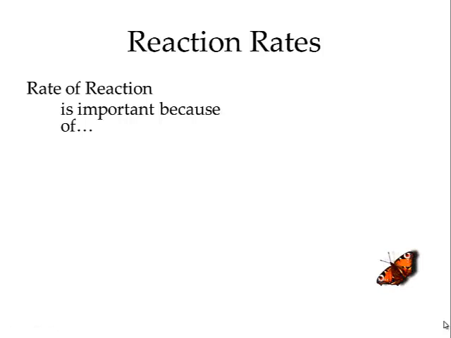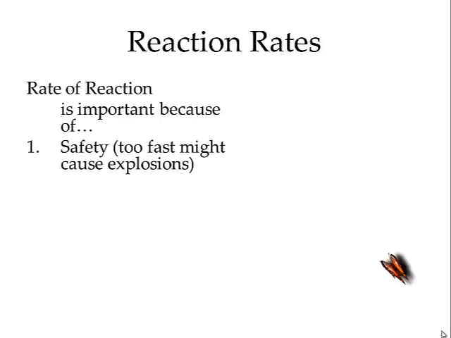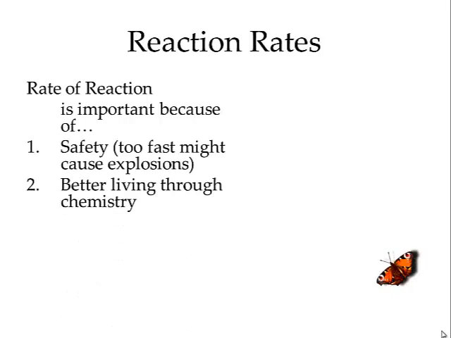For example, if you worked in the chemical industry and it was your job to make a particular chemical for a consumer product, you might find that too fast of a reaction could cause some serious safety hazards for your company. On the other hand, if you are just a regular person, you are still concerned with the rate of reaction because of something called better living through chemistry.